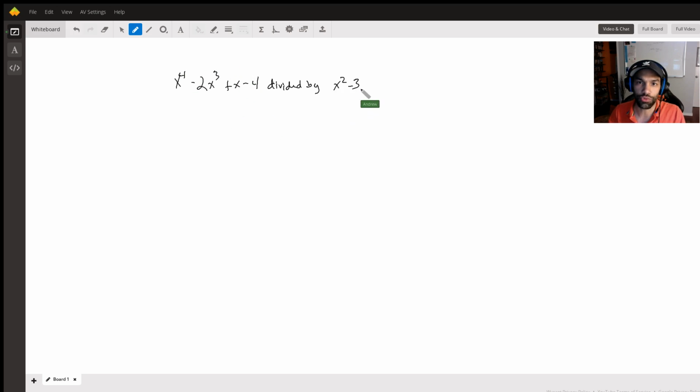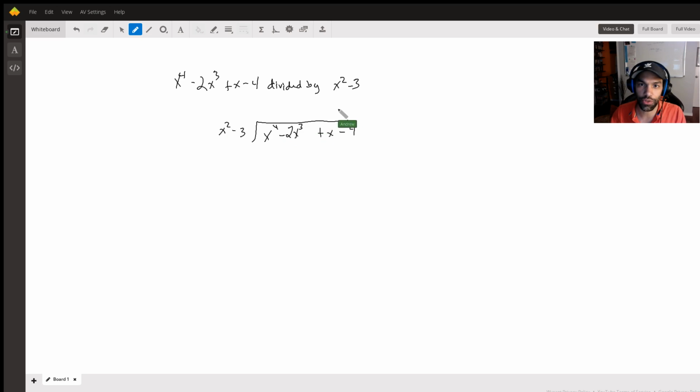Now, this can look really daunting at first. Dividing polynomials seems like a big task, but it's actually not that different from your normal long division as you learned it when you were in primary school, basically. So in this case, we're going to set this up just like a long division problem. So we're going to do x to the fourth minus 2x cubed. Now I'm going to leave a little space, and you'll see why in a second, plus x minus 4. And we're going to divide that by x squared minus 3.